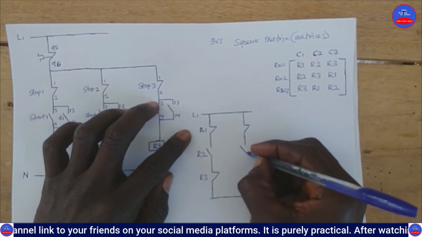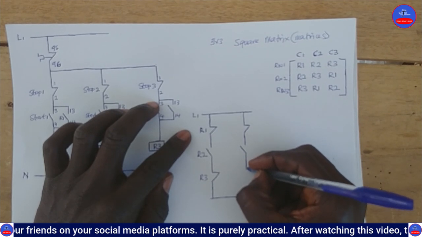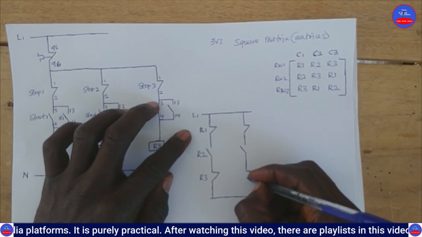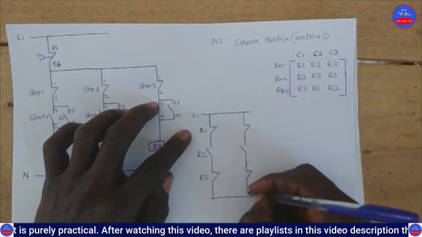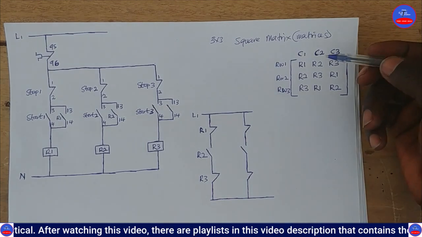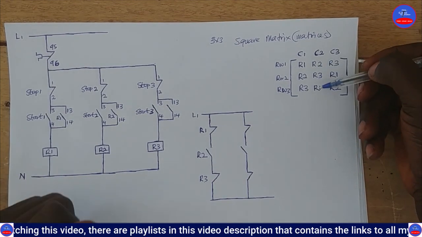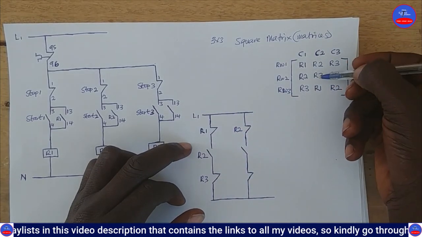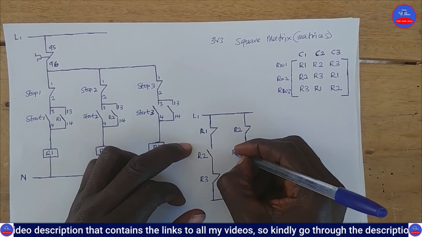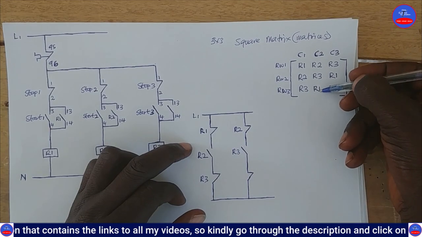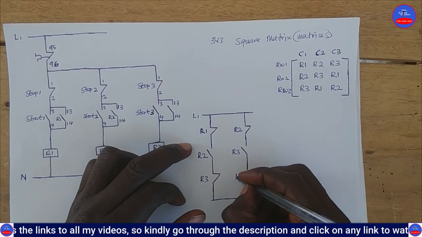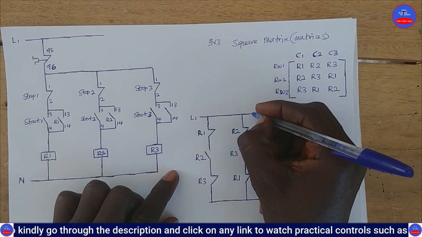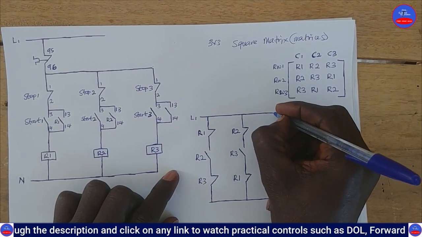Normally open, and then normally close. Okay, this side is R2, R3, R1. So R2, this, and then R3, and then R1. All right. Okay. You continue to the last one.